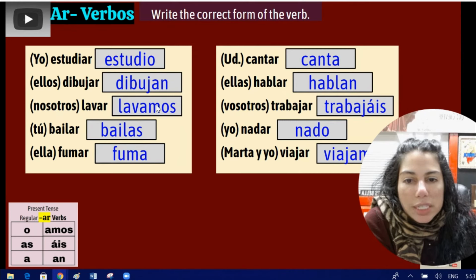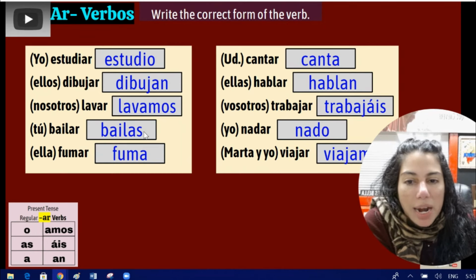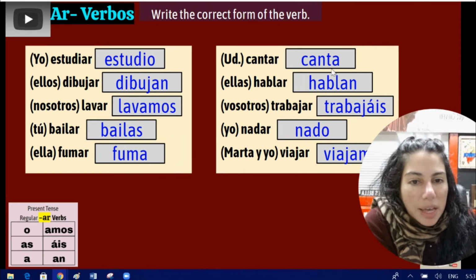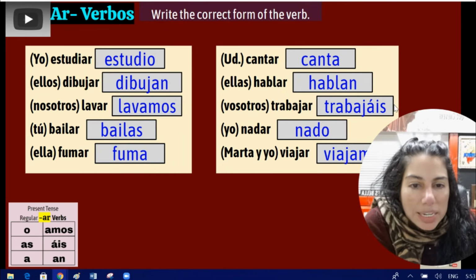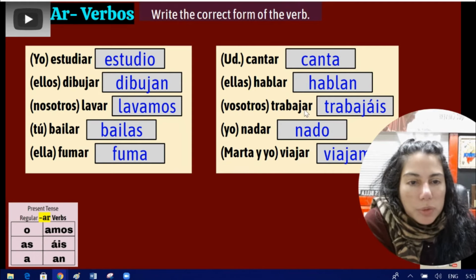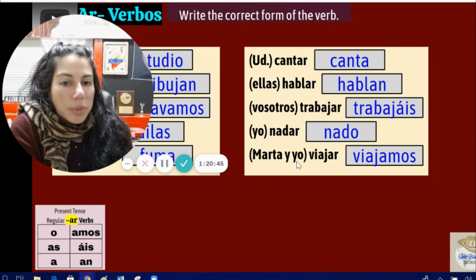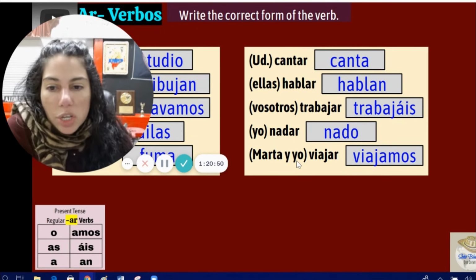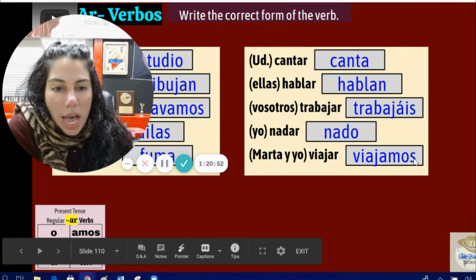And then nosotros is amos, so lavamos. Tú bailas is AS, so bailas. Ella fumar, ella would be an A, so fuma. And then usted, which is you formal, cantar is an A, so canta. Ellas hablar, ellas hablan. Vosotros trabajáis. Yo nadar is nado. And then Marta y yo would be a plural, the plural of yo, which is nosotros. So that one would be amos, so viajamos.